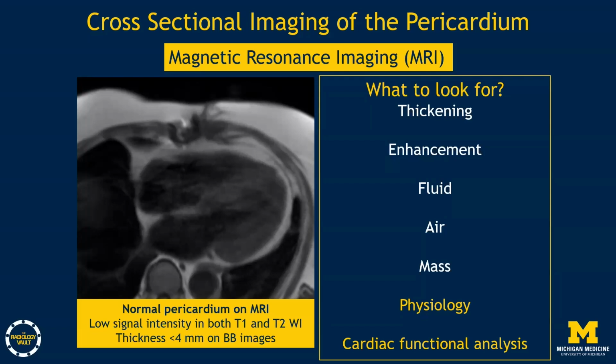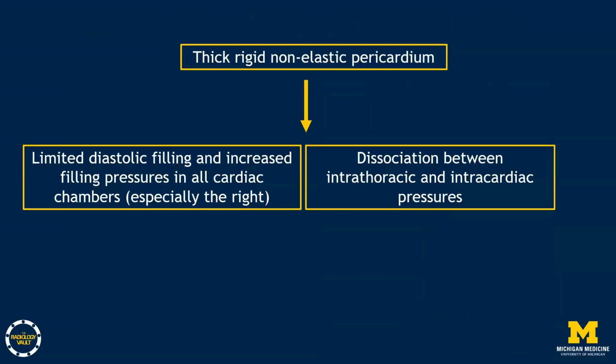One of the major advantages of MRI over CT in pericardial imaging is that it can provide information about function of the heart and how different walls are moving. This becomes important to evaluate when the pericardium loses its normal elasticity, most commonly as a result of chronic infection or inflammation or involvement by a tumor.